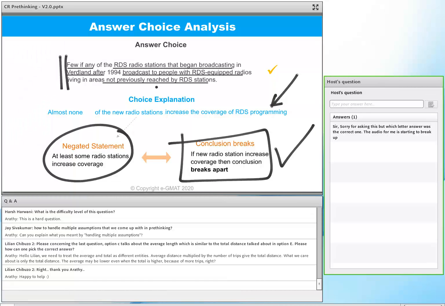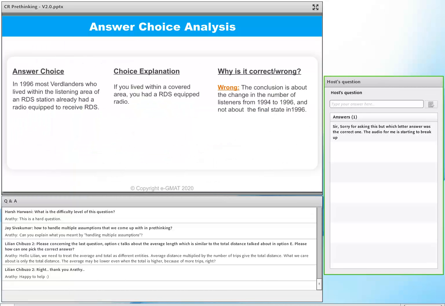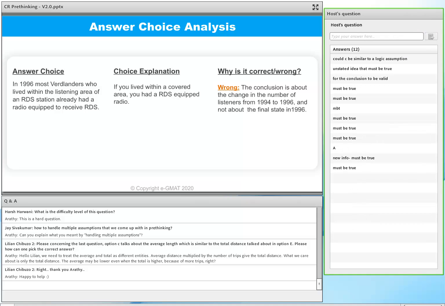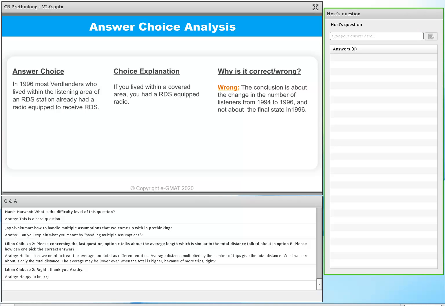Okay, now let's go to choice B. Now, can I again trouble you with that question? What is the definition of an assumption? What is the definition of an assumption? An unstated idea that must be true. Okay, choice B in this question is along the lines of, in some ways, choice B of the highway miles question. So let's kind of look at this.